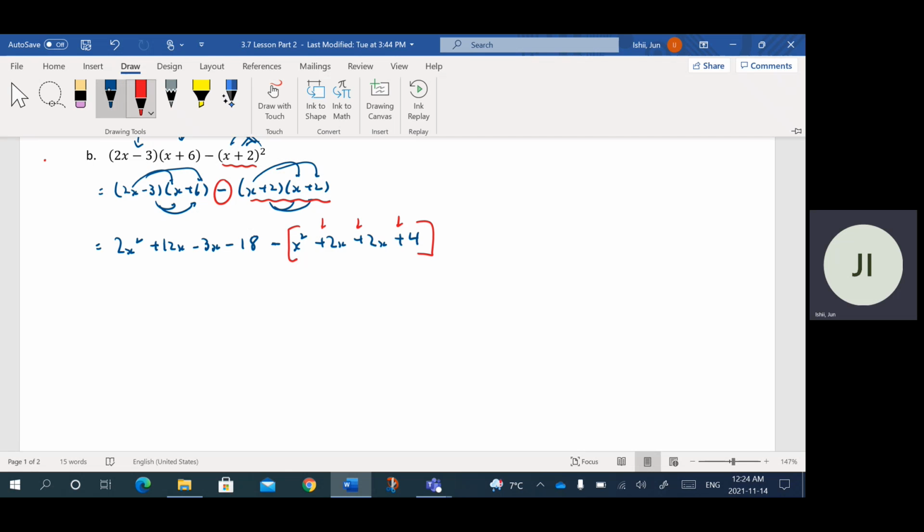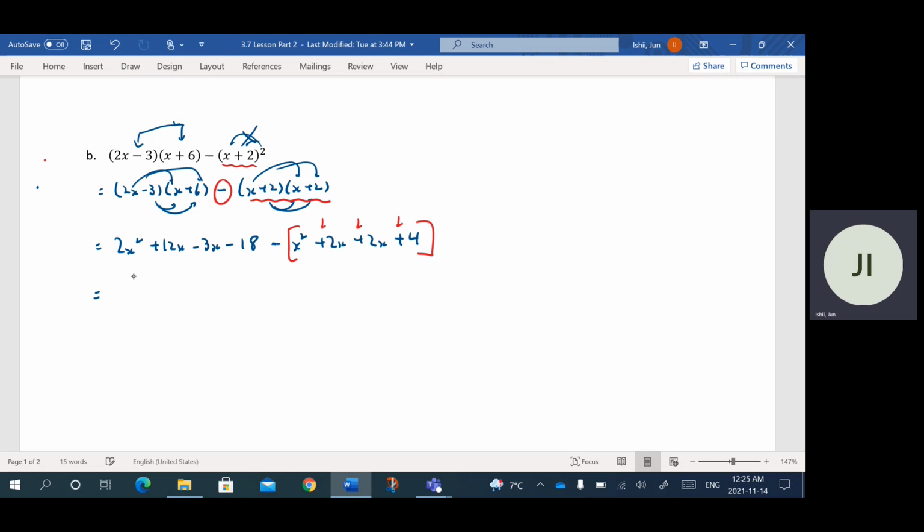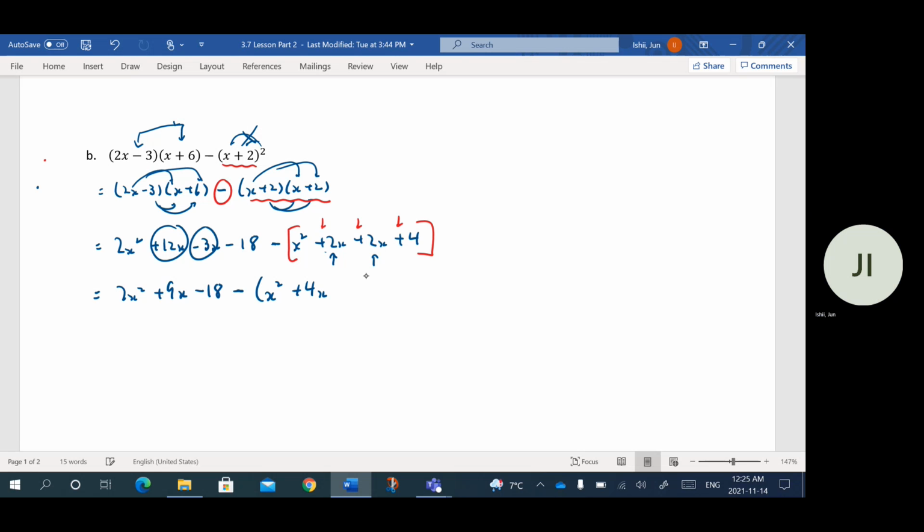All right, so let's clean this thing up. Up front here, I've got 2x squared, and I can combine these two. 12 minus 3 is positive 9, so plus 9x minus 18, and then minus, in a set of brackets here, I'm going to collect these two, so that's x squared plus 4x plus 4.